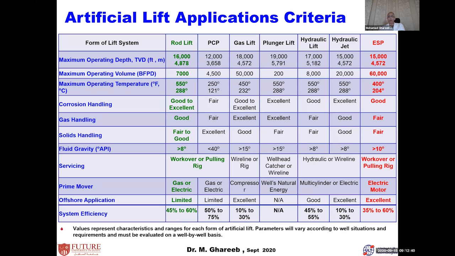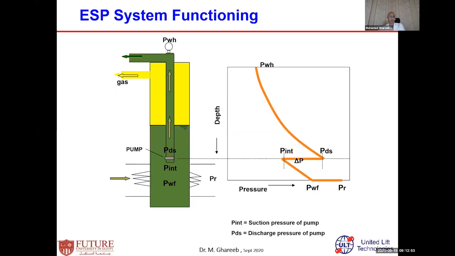System efficiency can reach 60%, but usually it's less than rod lift system, second one after rod lift system. It can be from 35% to 60% as a total system.